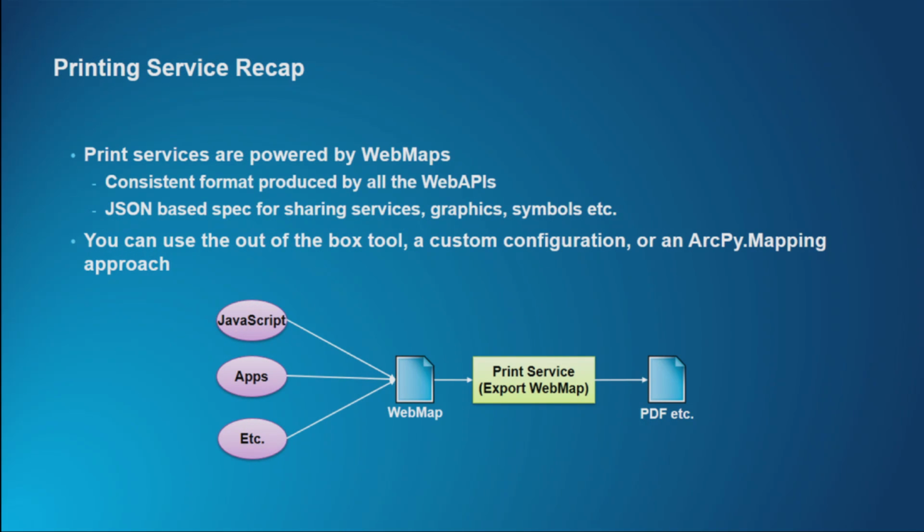All right, just to recap, print services are powered by web maps. This is a consistent format that our web APIs produce. It's a JSON specification for sharing the services, graphics, symbology, things like that. And you can use the out-of-the-box tool that we ship with ArcGIS Server, or you can publish a custom configuration of that tool, or you can write a whole custom implementation of printing using ArcPy mapping.